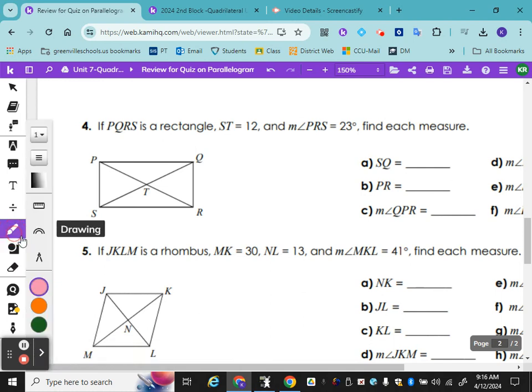All right, your questions on the back. So ST is 12. S to T is 12. All right, that's all I'm going to do until I find out all the sides.